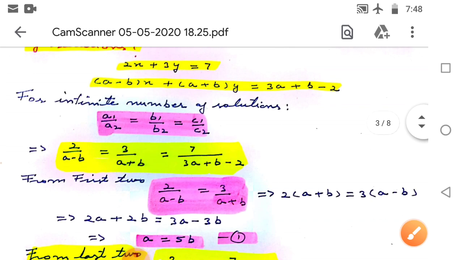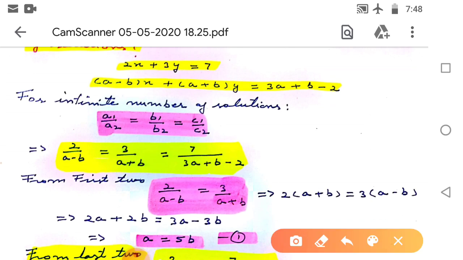Okay, a little bit here. Fine. a1, the coefficient of x, that is 2. a2, the coefficient of x of the second equation, a minus b. b1, the coefficient of y of the first, that is 3. b2, the coefficient of y of the second equation, that is a plus b. c1 constant term, c2 constant term.